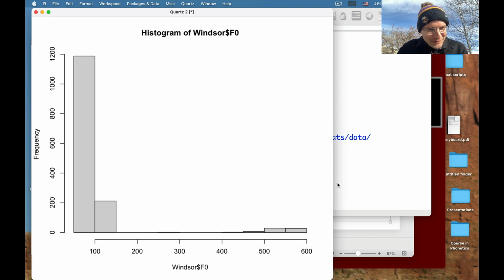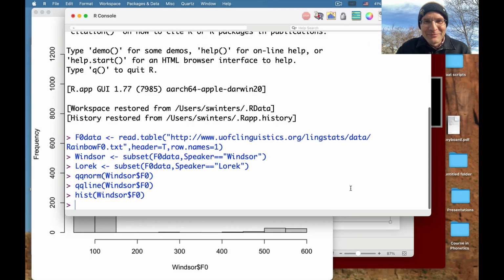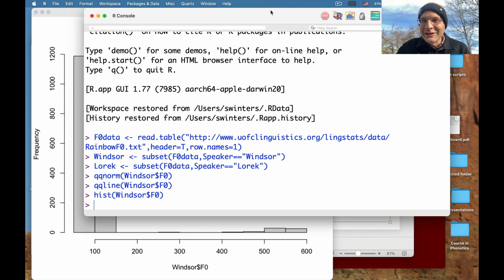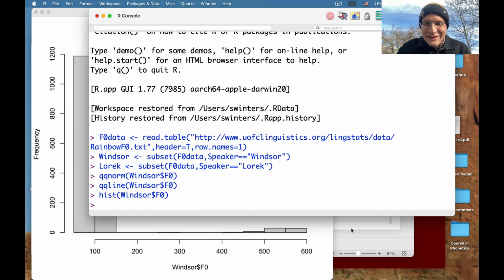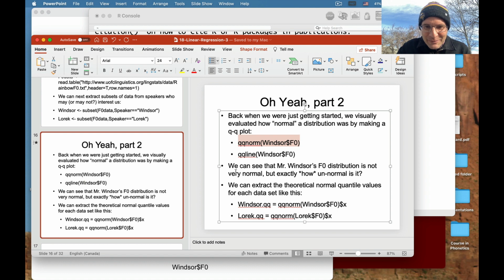I hope it's not poking too much fun at Joey to say he's not that normal of a guy, and I think he can handle that, but he's also a very good guy. So I want to just shout out to Joey. Thank you for letting me use your data for this example, because hopefully it's going to be helpful for everybody.